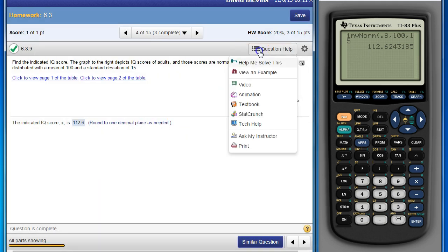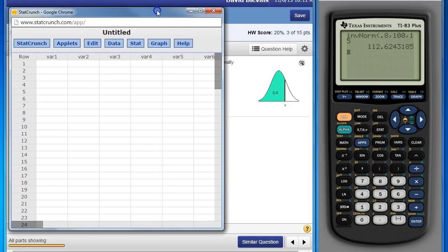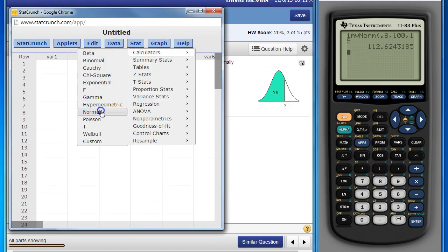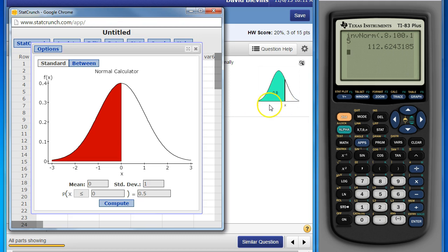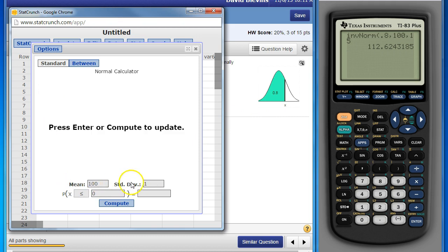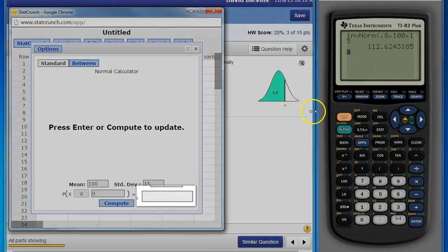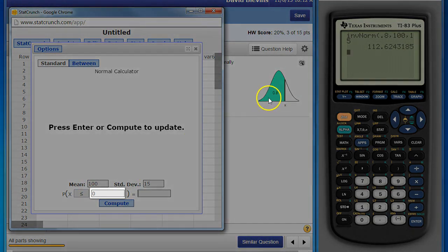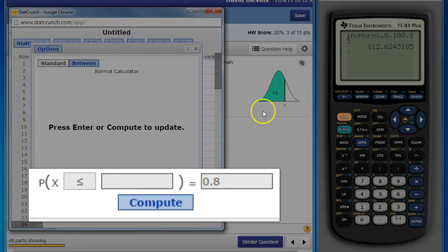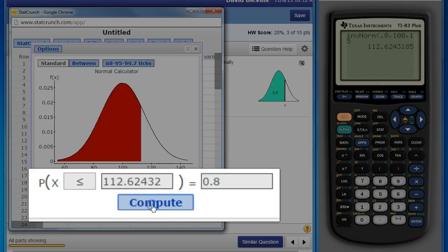Alright, with StatCrunch, it's a little bit different. It's that same calculator, so Stat, Calculators, Normal. This is a standard probability because we're just to the left of some number, so we're going to keep it to the left. We're going to give it the mean is 100, the standard deviation is 15. But now we know the area, we know this box. We don't know the number which will show up in this box. So when we put in 0.8 here, notice this box goes empty, and then when we hit compute, it'll compute what goes in this box. So 112.62, just like we got there.